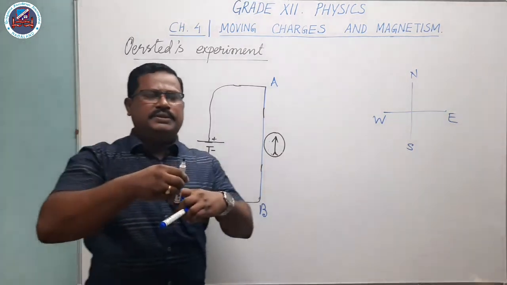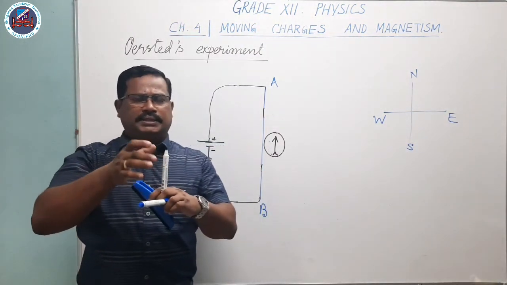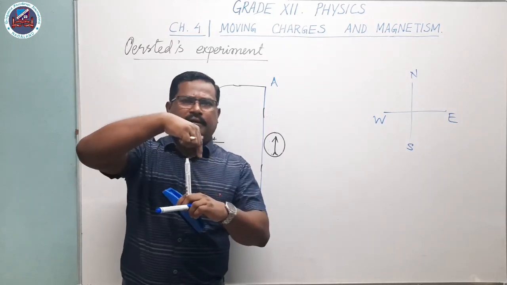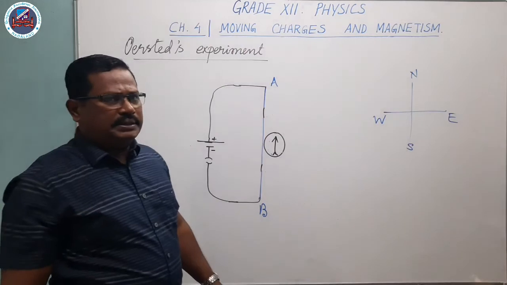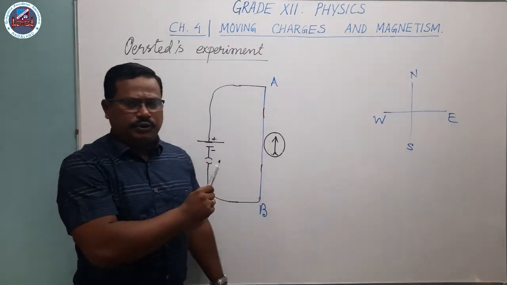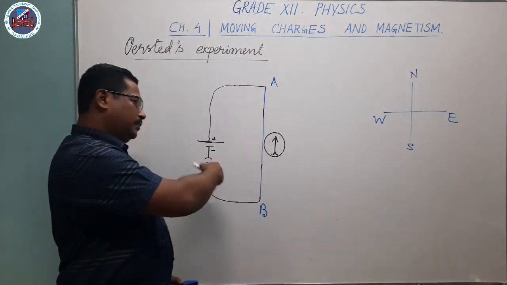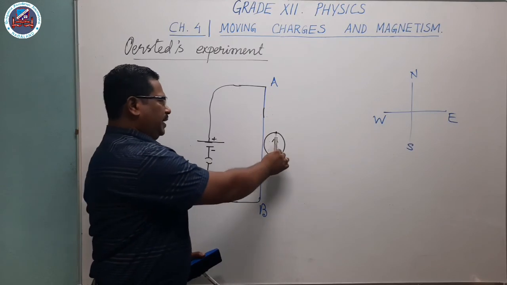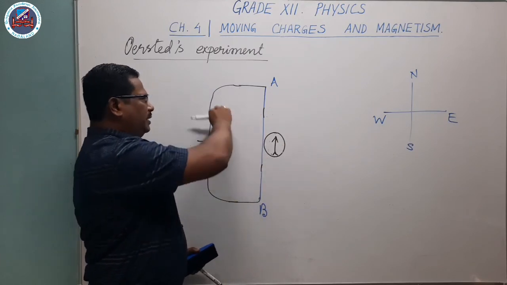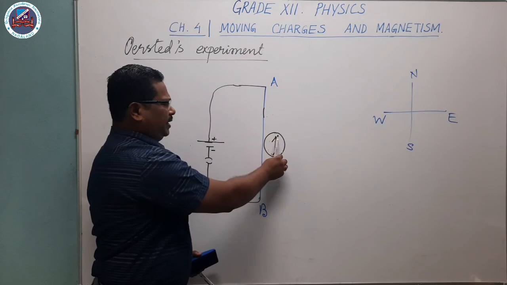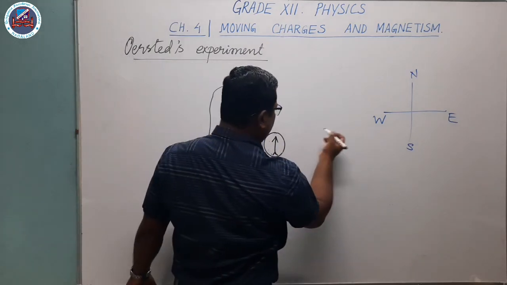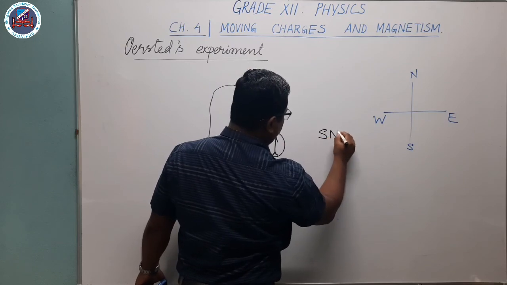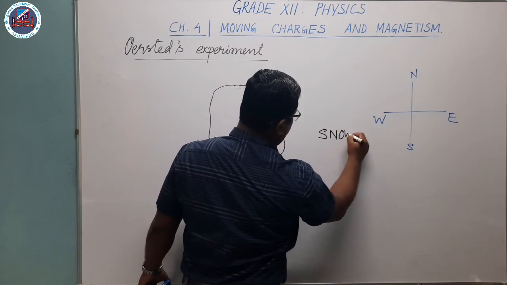the conductor behaves like a magnet, or in other words, it develops a magnetic field near the wire. Now, this deflection in the compass needle which I have shown: when current comes from the bottom part, it deflects towards the left. When current comes from the top part, the deflection is towards the right. You can keep this in mind with the help of a rule called Snow rule.